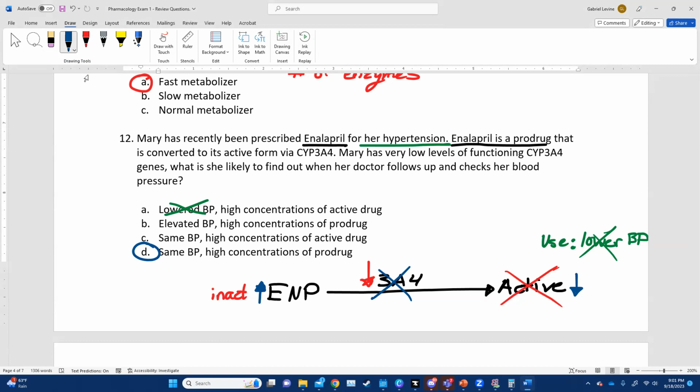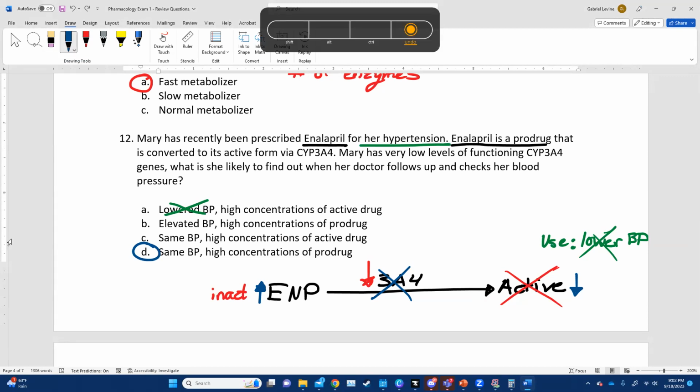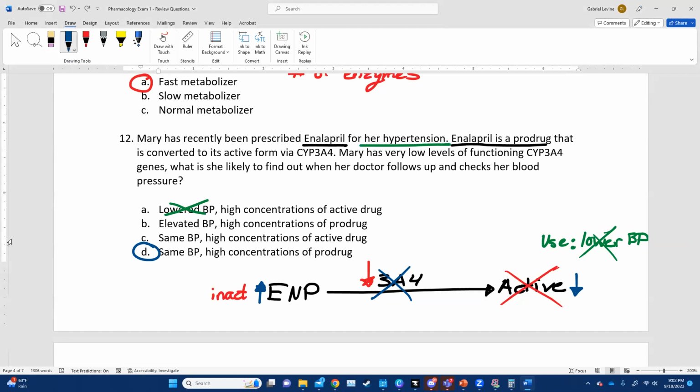Why is it not B? Exactly. Just because, go ahead. I was just going to say because there's less effect of the active component, so the blood pressure would just stay the same. Exactly. This drug is inactive.